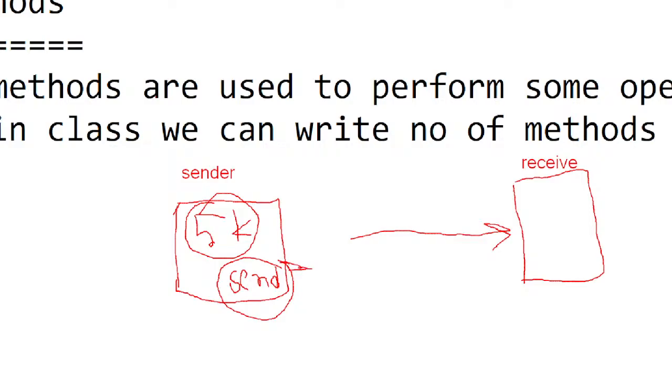Send is the method. When you click on the send option, internally the method will be activated. What will the method do? It will do the action. What kind of action will it do? It can debit the amount from the sender account, and it will credit the amount to the receiver account.